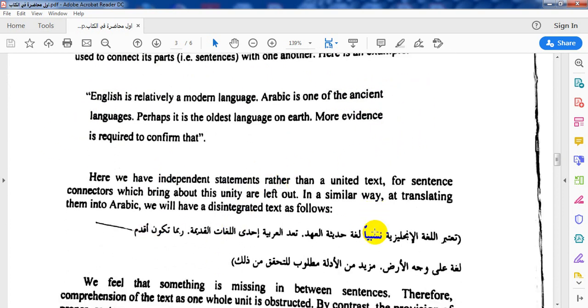This is a very simple translation for these sentences.